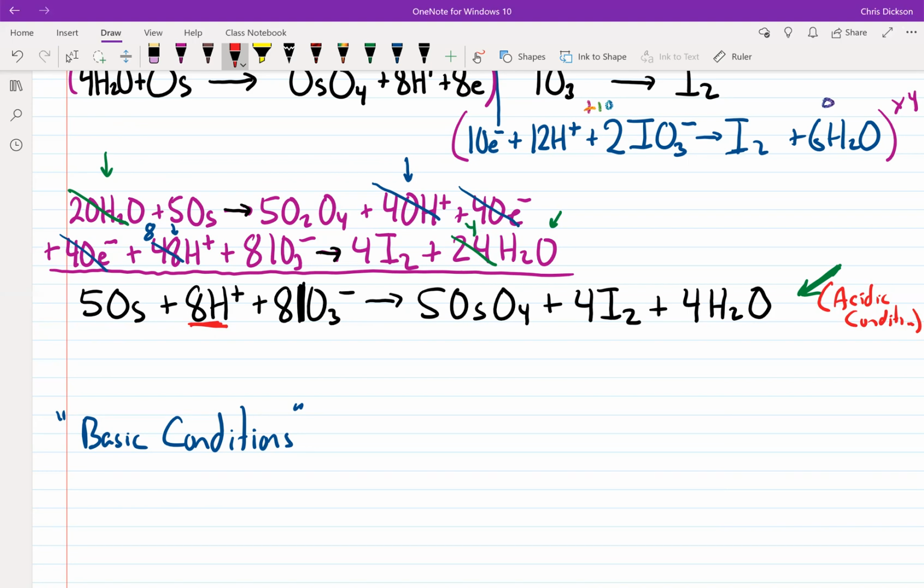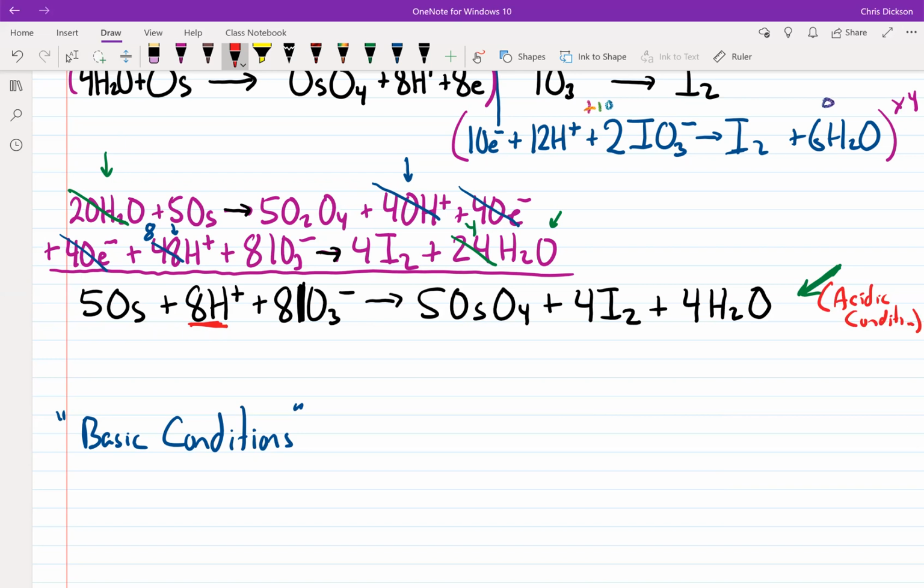So if they were taking place in basic conditions, then you wouldn't want to be looking for H pluses. You'd want to be looking for OH minuses. So this reaction that we just balanced, you can balance that under acidic. You can't actually balance it under neutral conditions, but you can balance it under basic conditions. I'm going to show you how to do it really quickly here.